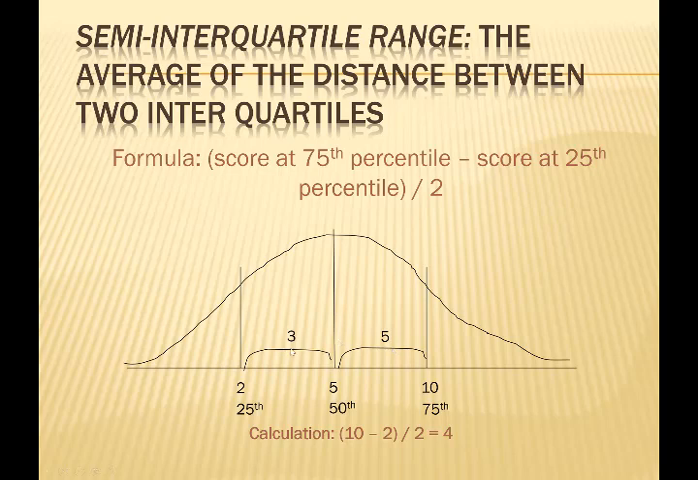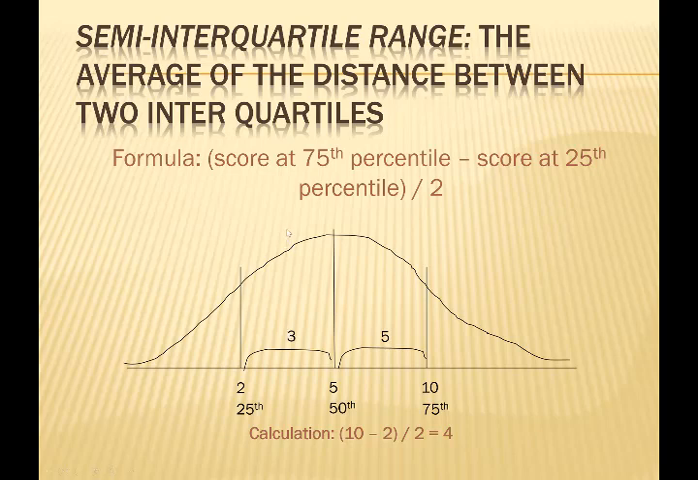So the idea is you take the size of 2 interquartiles and take the average, right? So in this case, you have one interquartile of size 3 and the other of size 5. So you take the average of that. You would add 3 plus 5 and divide it by 2, which gives you 4.